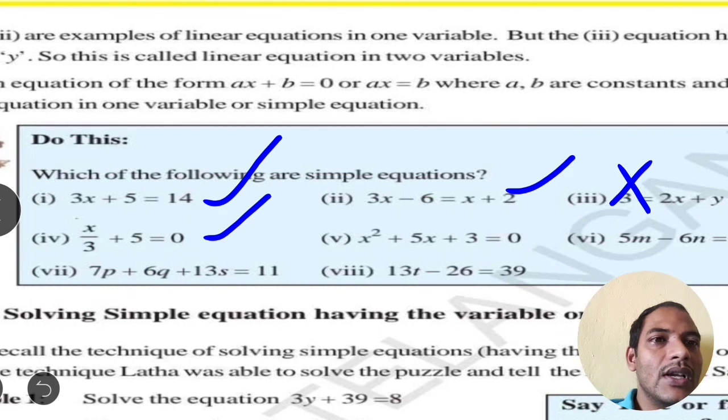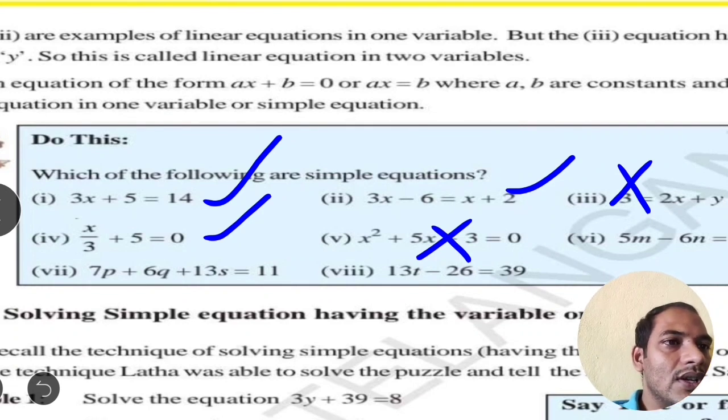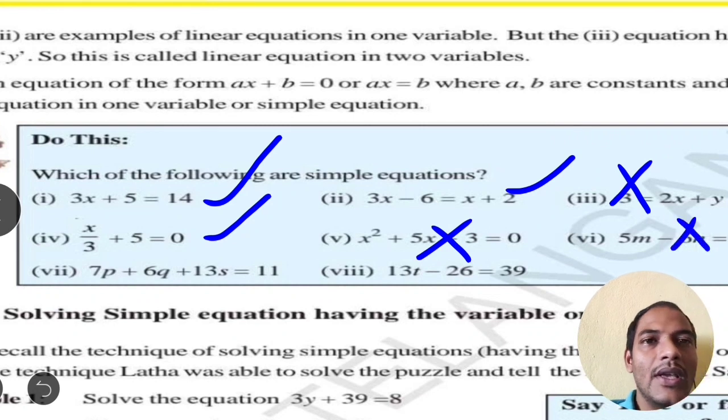Next, the fifth question is first of all not a linear equation because its degree is 2, so we cannot define it as a simple equation. Next, the sixth question, 5m minus 6n equals 0, is a linear equation but it has two different variables, so it is not a simple equation.